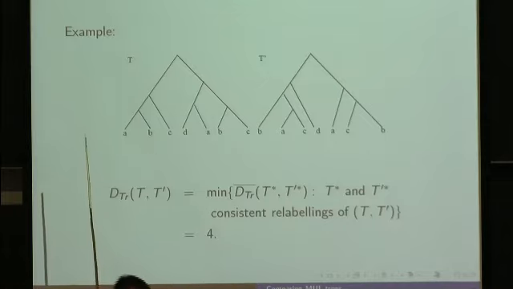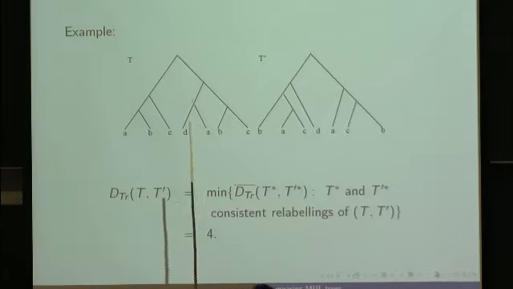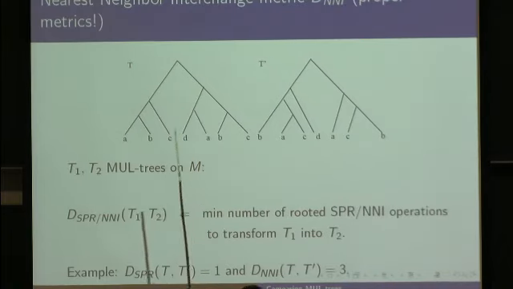Now, we have seen the 4 before. If I remember, the Robinson-Foulds distance was 4 for these two trees. So we see already that some of the distances are the same, and some of them are larger, and sometimes they're also smaller. And I will get back to this at the end of my talk.